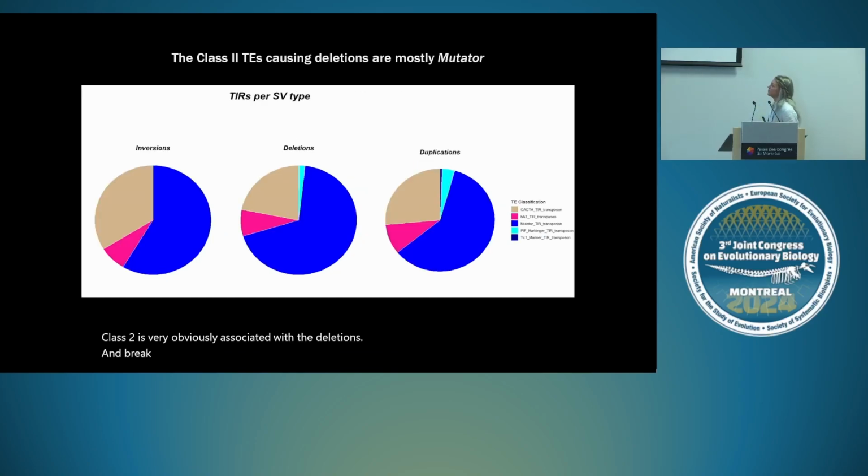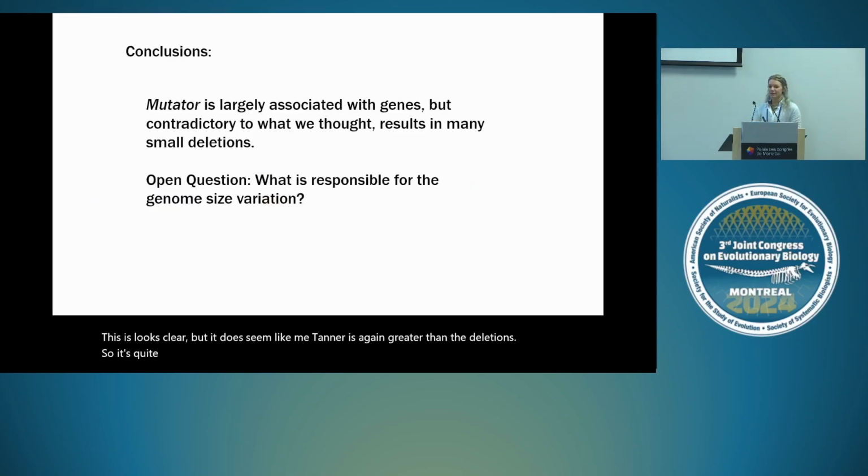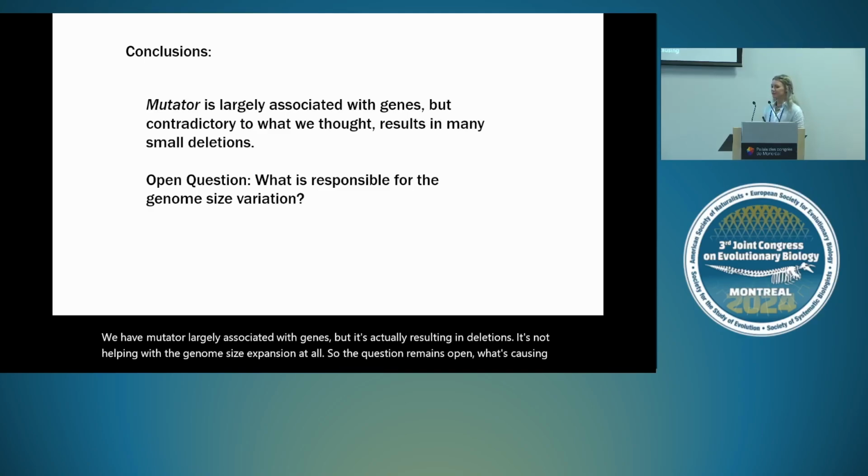And break it down further to mutator. So these are all class 2 elements. So we have mutator, harbinger, hat, and TC1 mariner, and another one. This is less clear, but it does seem like mutator is again greater in the deletions. So it's quite confusing and not what I thought at first. We have mutator largely associated with genes, but it's actually resulting in deletions. It's not helping with the genome size expansion at all. So the question remains open. What's causing genome size variation between the androdioecious and dioecious species in Caenorhabditis?